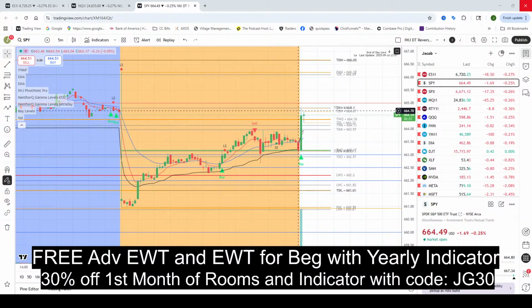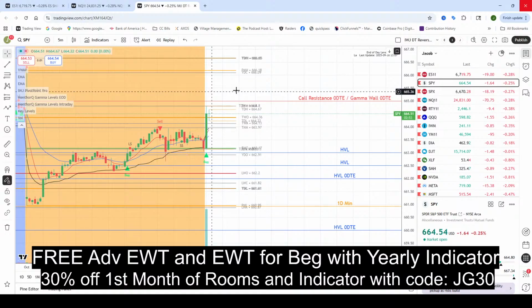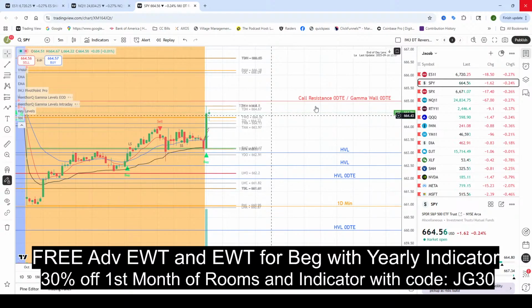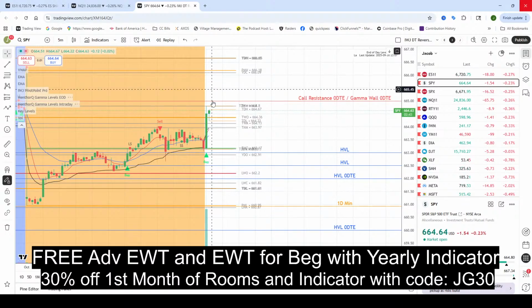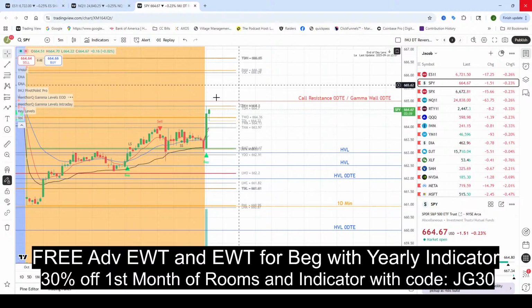And then once they get up to the next key level, which is 665, I can show you here the call resistance gamma wall. This is going to be where heavy resistance is, and we want to take profit there. Now, does that mean they can't push through the resistance and keep going? No, they can, but the more likely scenario is they reject. So we want to take some off here.